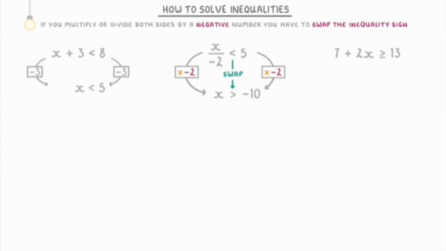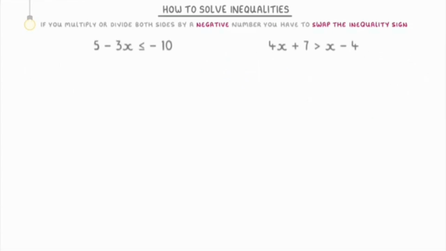The last question here, 7 plus 2x is more than or equal to 13, is a bit trickier because it involves 2 steps. The first thing we're going to have to do is take away 7 from both sides to get 2x is more than or equal to 6. And then we're going to have to divide both sides by 2 to get x is more than or equal to 3. And that's it.